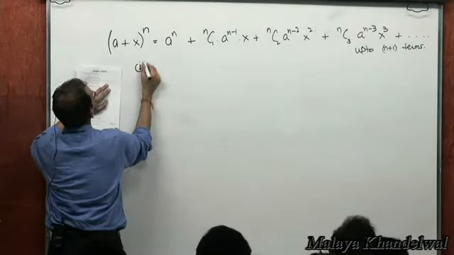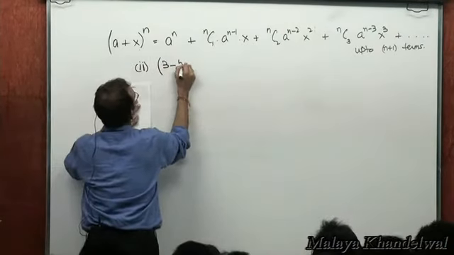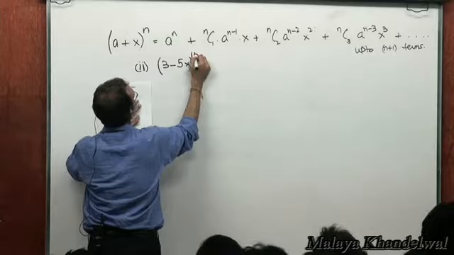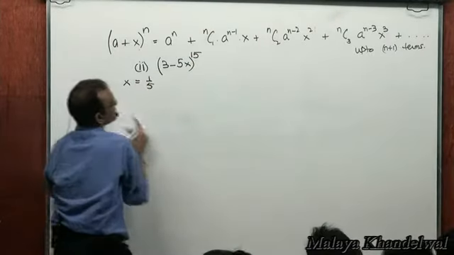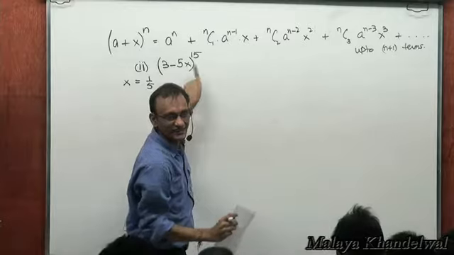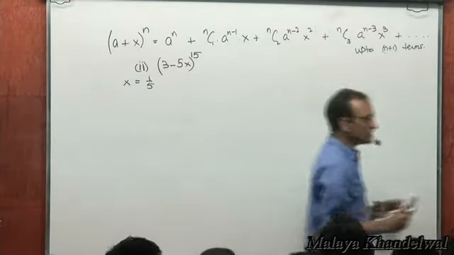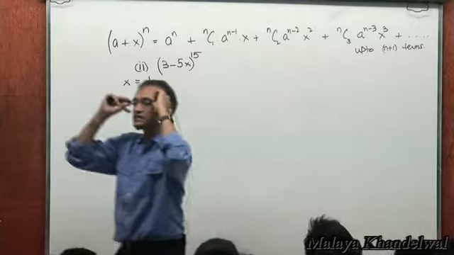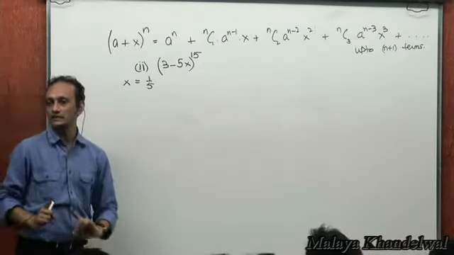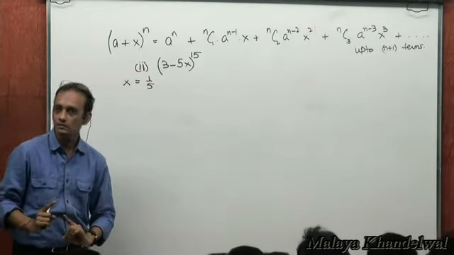Part 2: 3 minus 5x to the power 15 for x equal to 1 by 5. There will be 16 terms in the expansion of this, and the signs will alternate, isn't it? Because of the minus in between. We want to find numerically the greatest term in this. Clear?